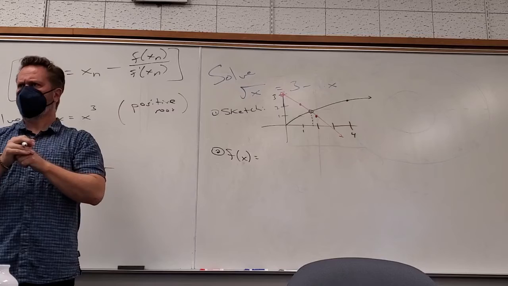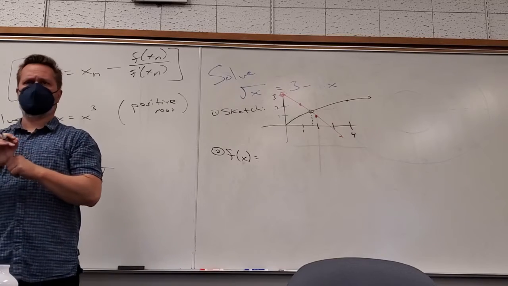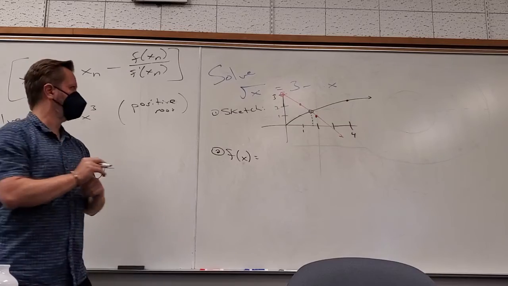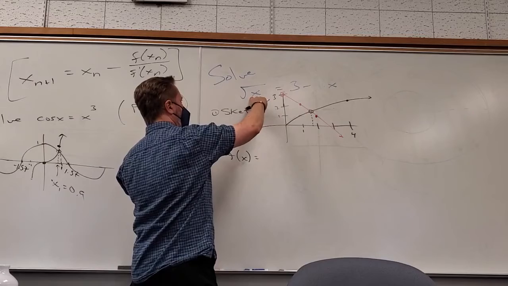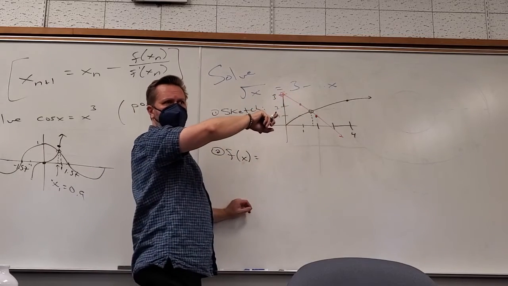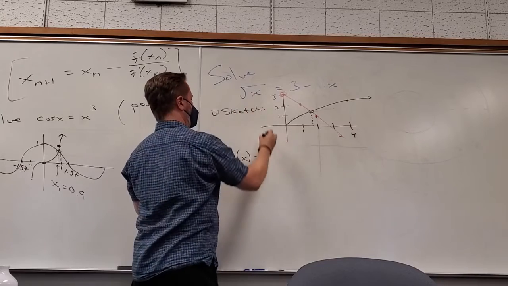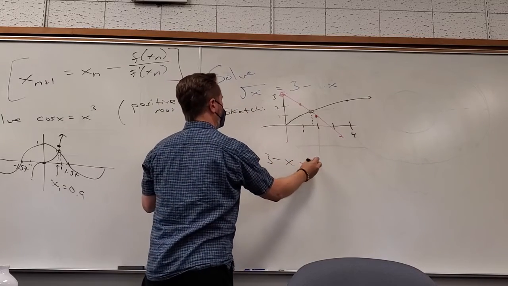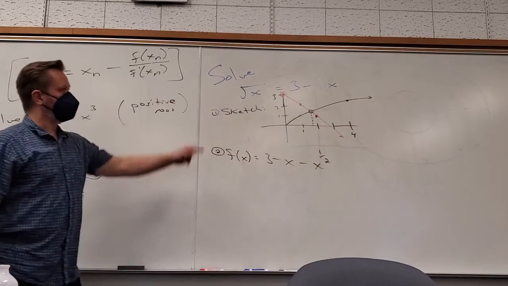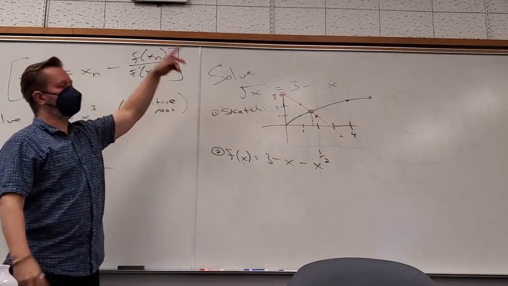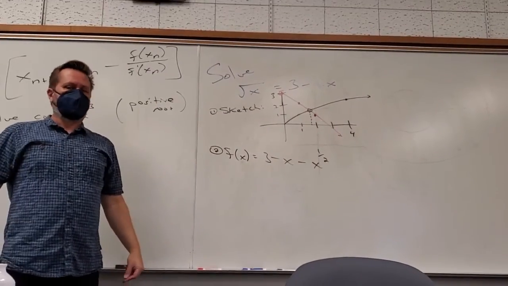What did you guys get for your f? Root x plus x minus 3. Okay. So you added the x, subtracted 3. Did anybody else just subtract the square root of x? Yeah? Since more of you did that, I'm going to do it that way. So 3 minus x minus x to the 1/2. Might as well write it like that because, if you subtract the 3, add the x, you get your f of x that way. Newton's method doesn't care. It's going to work either way.